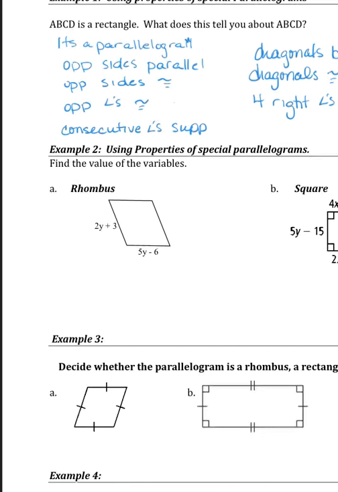So in example 2, it tells you it's a rhombus, and it's dealing with the sides of a rhombus. So we've already talked about a rhombus has 4 congruent sides, so we know that those 2 pieces have to be equal. In other words, 5y minus 6 has to equal 2y plus 3. Subtract 2y from both sides, add your 6, and then divide by 3, you get y is 3. So that's what we're talking about when we're saying it's got 4 congruent sides, and that's how you can use it.